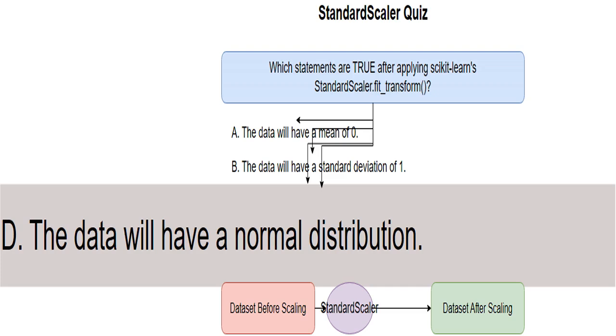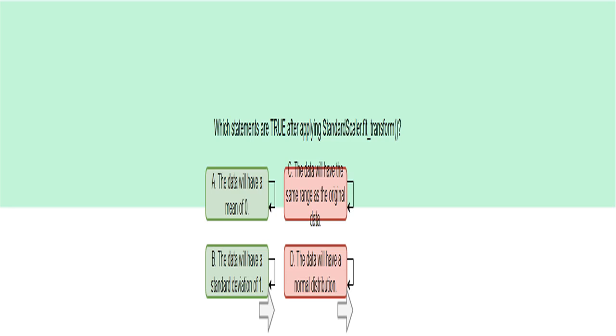This is false. The StandardScaler only adjusts the mean and standard deviation. It does not change the data's shape or distribution. If the data started non-normal, it remains non-normal. This question asks you to think about what happens to your data after you use the scikit-learn tool StandardScaler. StandardScaler is like a data chef that makes sure all your ingredients, data points, are on the same scale.